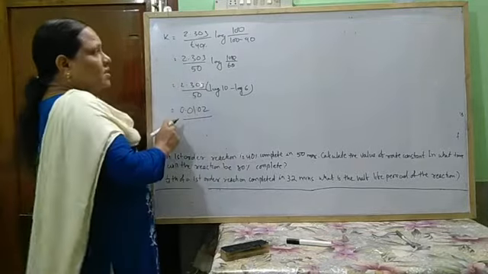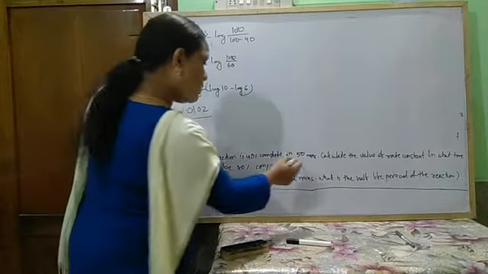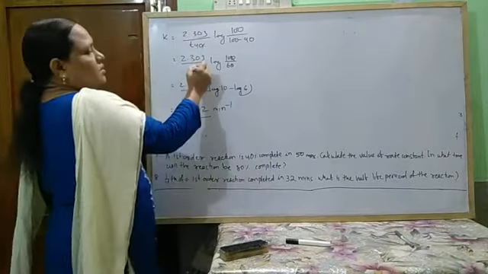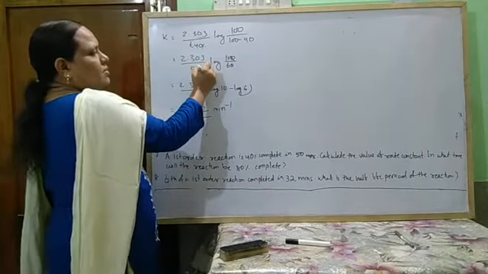So the rate constant is this, but what is the unit given? Minute inverse. The time given is 50 minutes. In this way, the rate constant is in minute inverse.